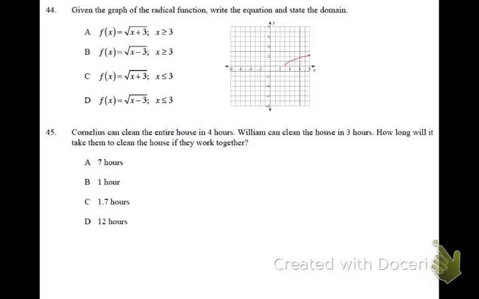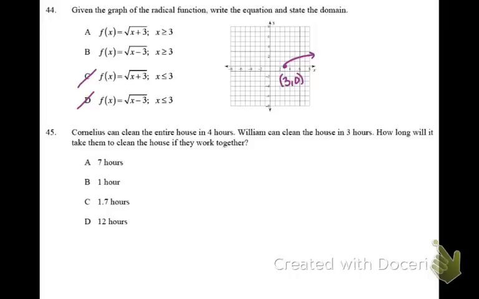And then 44, given the graph of the radical function, write the equation and state the domain. So if you look at your graph over here, you need to find your starting point. Your starting point is at this point right here, and that's at 3, 0. So what's happening is your graph is starting at 3, 0 and heading to the right. So since it is going to the right, all of these values for x are greater than or equal to 3, which means you can eliminate C and D as answer choices since that's saying x is less than 3.